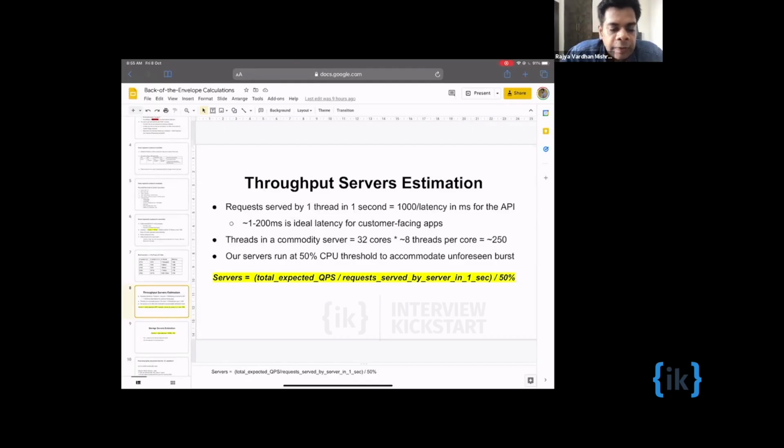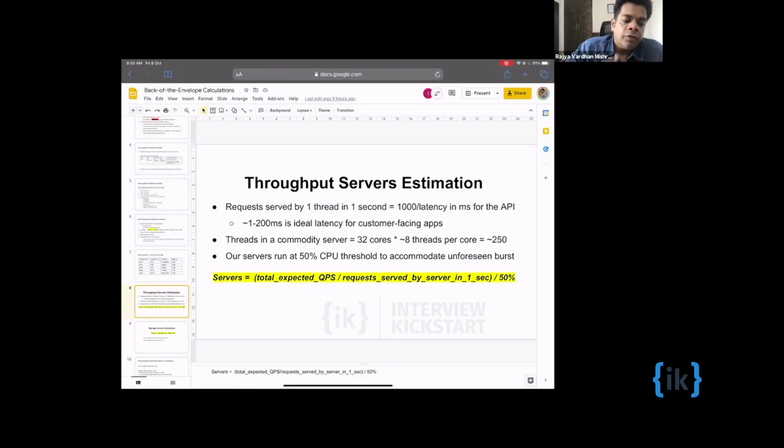Then we need to run our servers at a 50% CPU threshold. Now it also depends on the requirements. Some companies like to run their systems at a maximum of 40% CPU. Sometimes some companies go till 60%, 70% also. But for easier calculation, we can say that 50% is a good number.